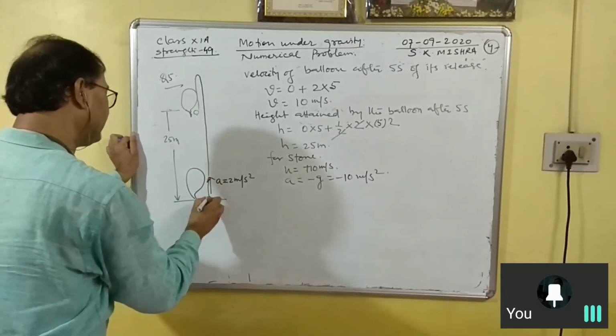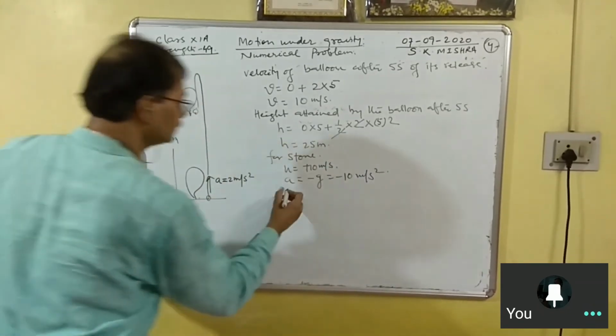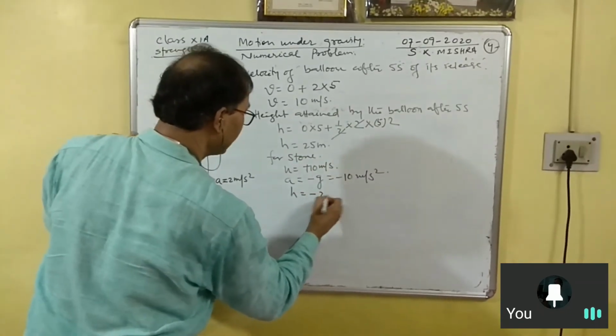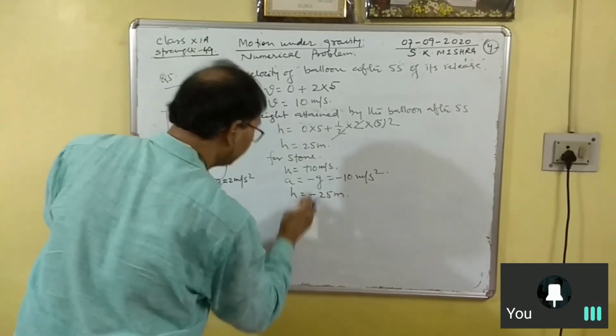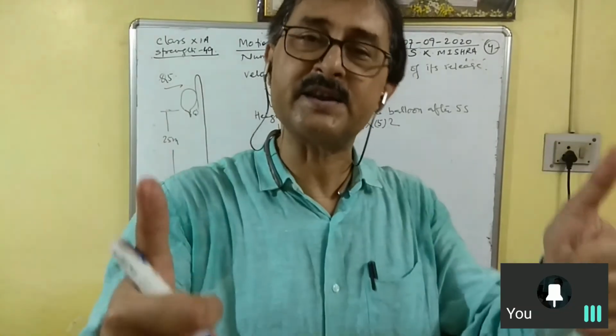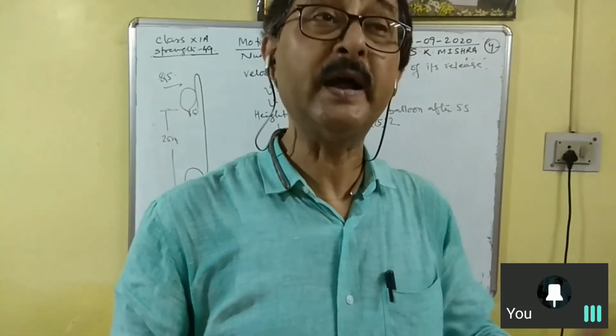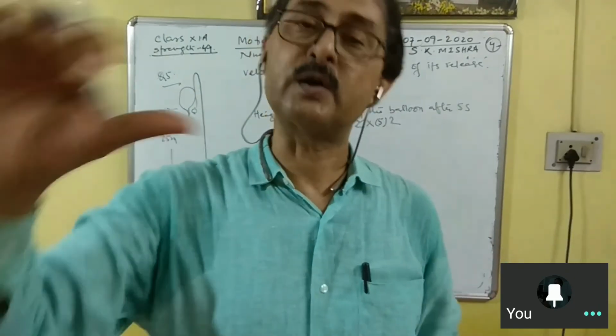So if you find the displacement of the stone, then this is 25 meter. H is vertically downward, so minus 25 meter. Why have I given plus and minus signs? Because here some of the physical quantities are in the upward direction and others are in the downward direction. That's why upward is positive and downward is negative.